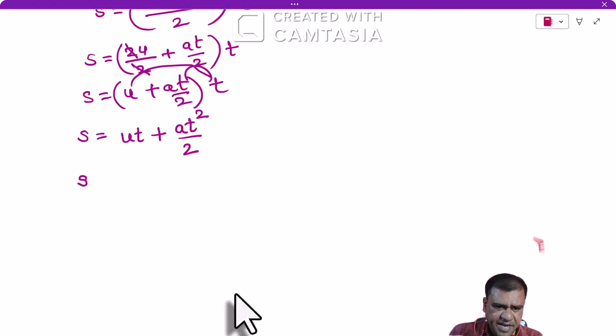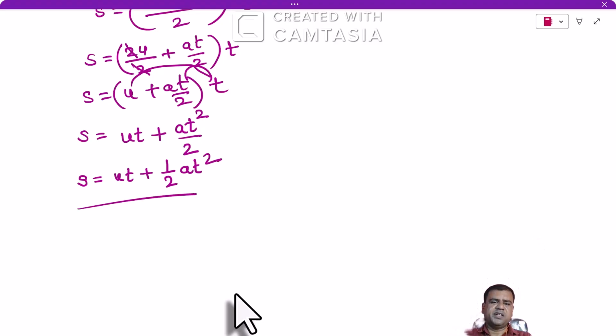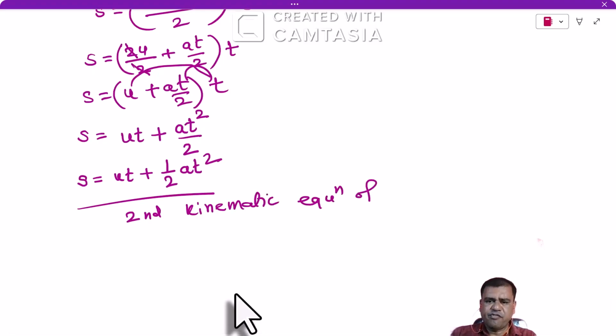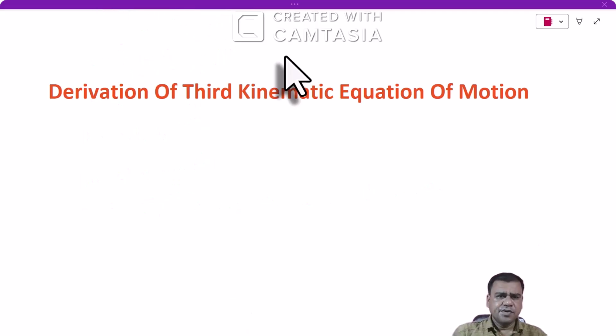Now this can be written as s equals ut plus 1 by 2, separating 1 by 2, into at square. This is nothing but the second kinematic equation of motion. We have derived the first kinematic equation and second kinematic equation earlier.